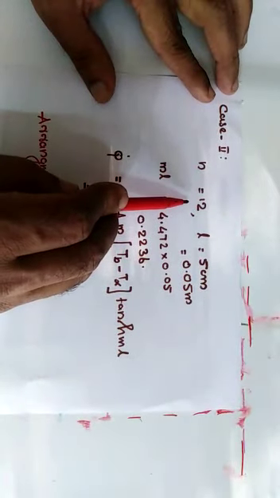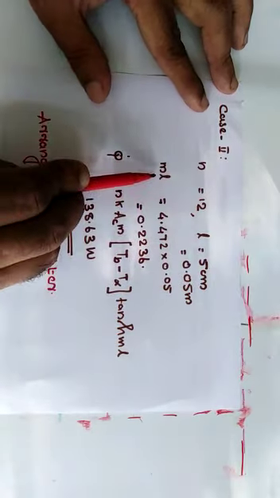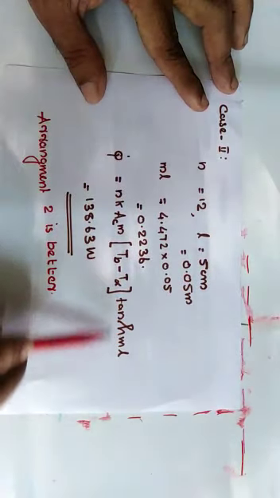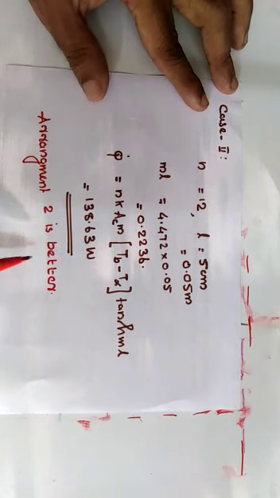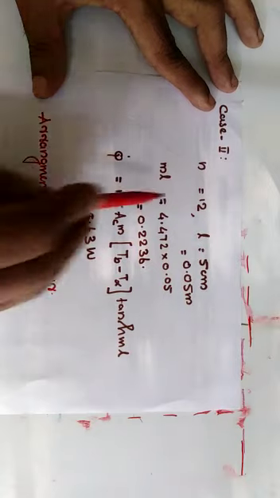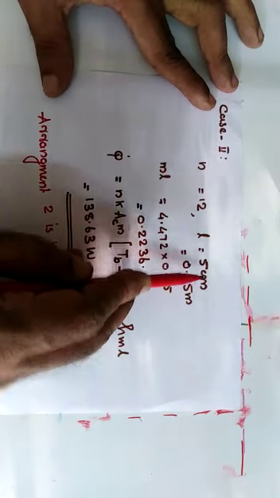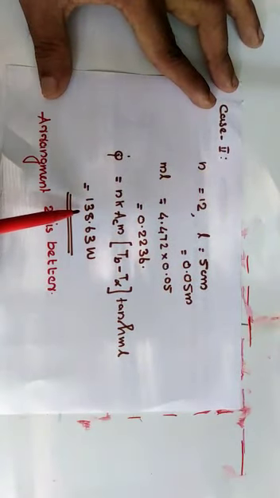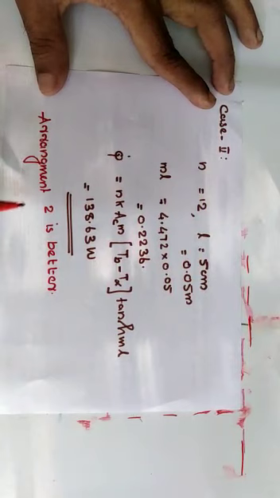Now we will see case 2. In case 2, we have 12 fins. Length is equal to 5 centimeter. So you can calculate the value of mL. So heat transfer rate we can calculate. This is 138.63 watts. So it is very clear that when we use 12 fins of 5 centimeter length, which is just half of the previous one, it will enhance the heat transfer rate. So we say the case 2 is more efficient.